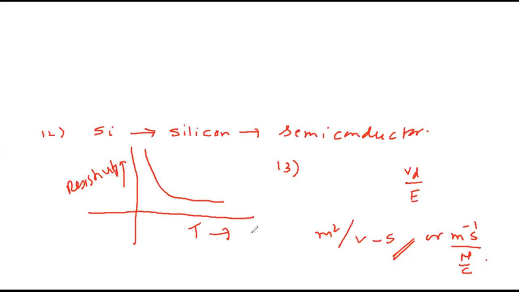Written? 14th, can we come to 14th? Yes, sir. How does one explain the increase in resistivity of a metal with increase in temperature? Can you explain how the resistivity increases? We can say resistivity depends upon resistance. As temperature increases, collision of electrons increases, hence resistivity increases. Right.